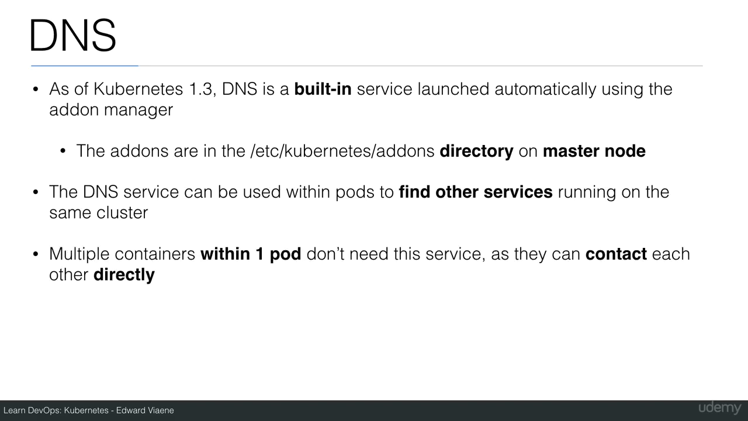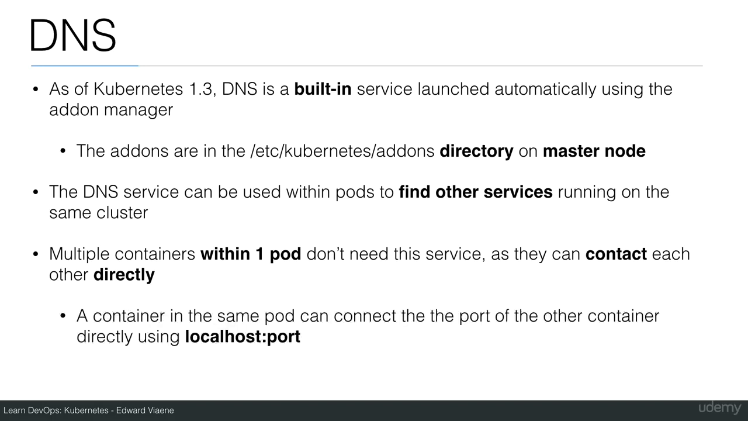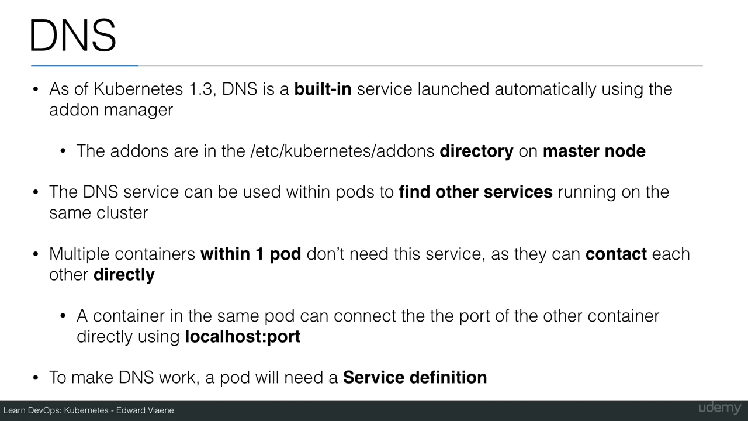Multiple containers within one pod don't need this service, as they can contact each other directly. A container in the same pod can connect to the port of the other container directly using localhost and the port. So if you have a web service and a database service, then the web service can just connect to localhost and then the port of the database, and it will be able to access the database within the same pod. If you want to connect from a web service in one pod to a database in another pod, then you need service discovery, because you cannot just access this other pod. You don't know the IP address or port.